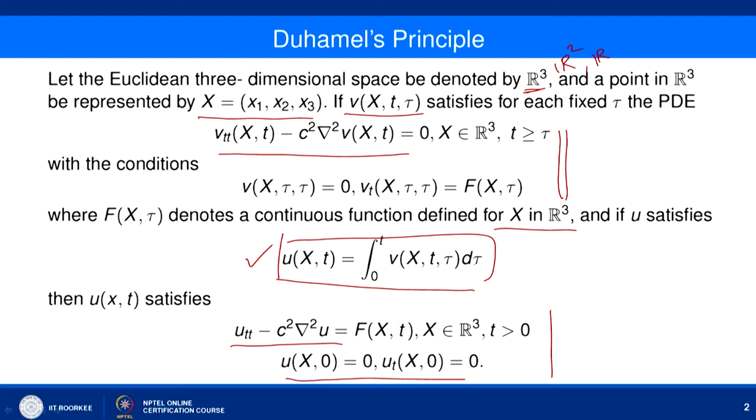So here we are not giving the exact proof of this result, but we will verify that if u(x, t) is given as the integral from 0 to t of v(x, t, tau) d tau, where v(x, t, tau) is a solution of this problem, then u(x, t) will be a solution of this problem. The actual proof involves a lot of concepts involving the Laplace transform, which we are not going to give in this lecture. Rather, we are just showing that if we define u(x, t) like this, then it will satisfy this non-homogeneous equation with homogeneous initial conditions.